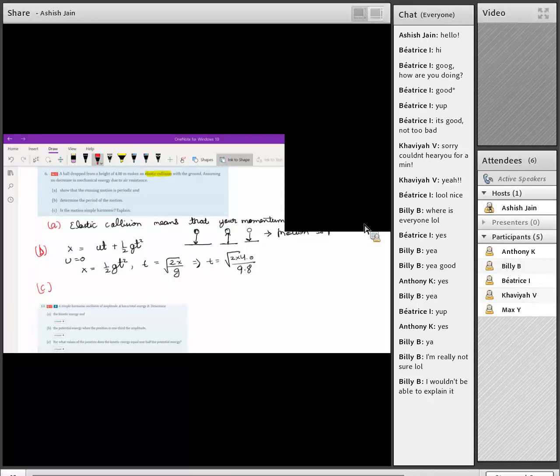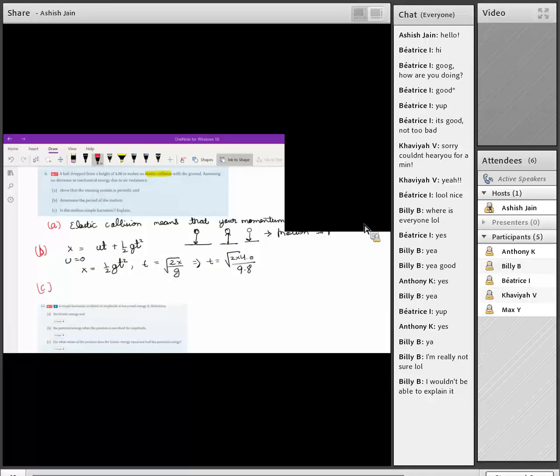I wouldn't be able to explain it. Yeah, I'm not asking for explanation, I'm just asking for a hunch. What do you guys feel? You feel a ball that is dropped and there is a less elastic collision. Would that be a simple harmonic?